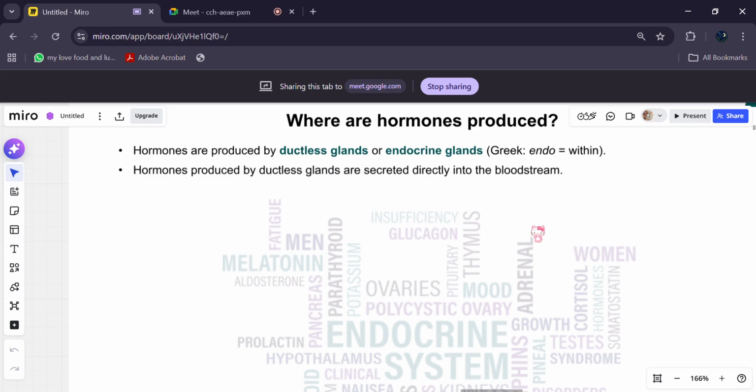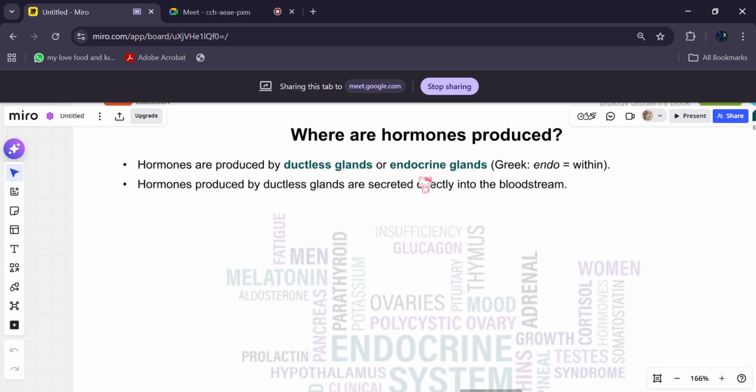So where are hormones produced? All the glands that you have seen so far have a duct or a tube. These ducts allow the secretions to travel through them. Such glands that have a duct are called exocrine glands. Glands such as the sweat gland. The sweat gland has a duct that carries the sweat out of the body. So these types of glands are considered exocrine glands.